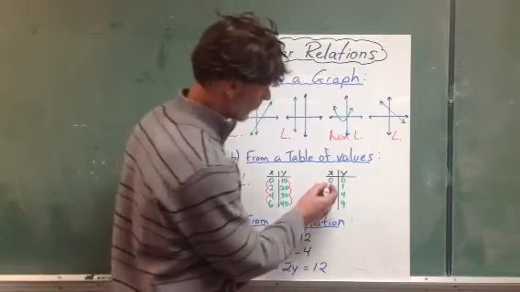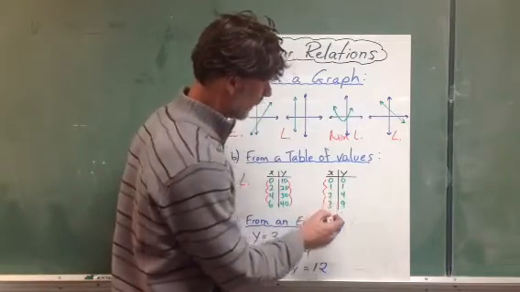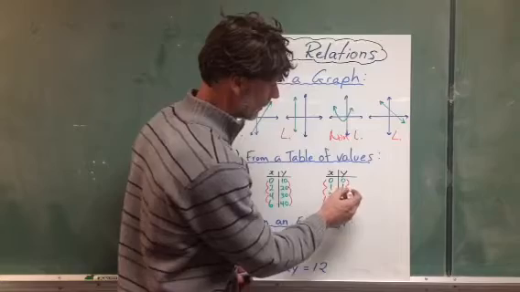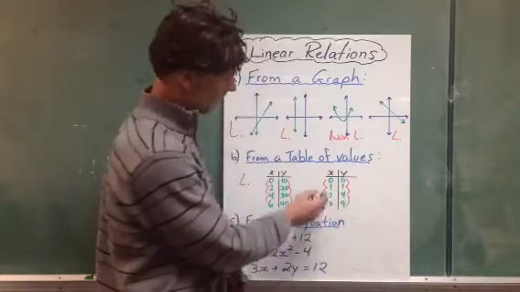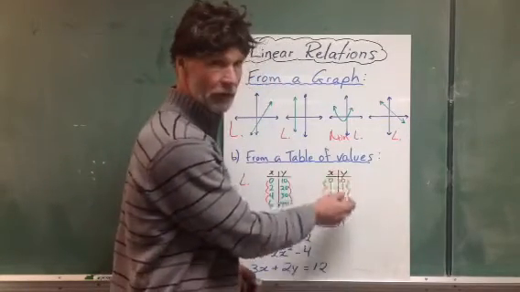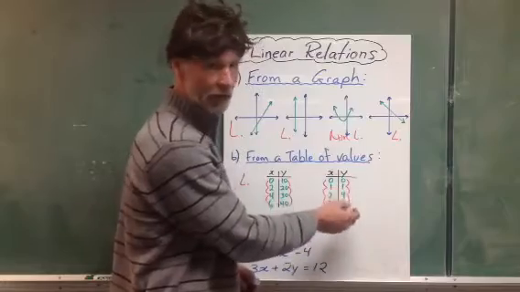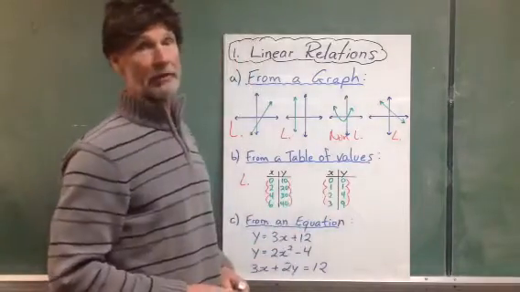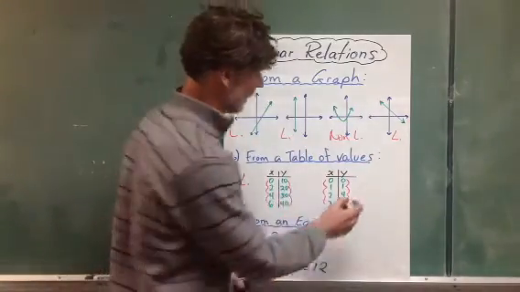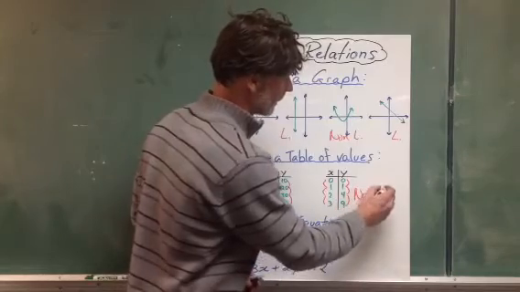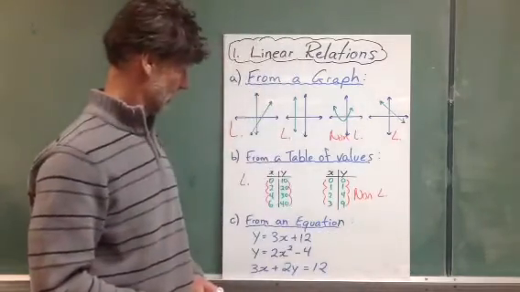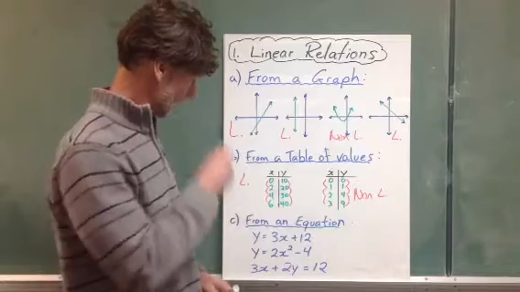On this one, it goes up by 1, 1, 1. This goes up by 1, 3, 5. This side is constant, but this side goes up more and more each time. It's not constant. Therefore, that side would give me a curved line. Therefore, this one is non-linear. What about if we're looking at an equation?